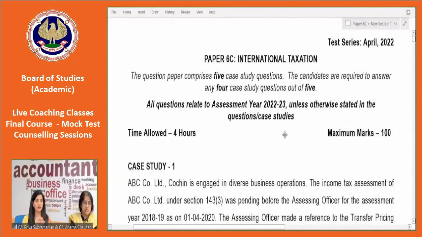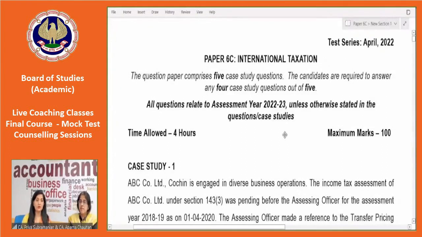Now, selecting the four cases out of the 5 is the first task you have to do, and you have to do it in the first instance. Of course, you cannot take a chance, start doing one and then leave it and start doing another one. You should not do that, because selection of case study is really very important. Of course, the time management also, that ma'am said, you have to manage your time.